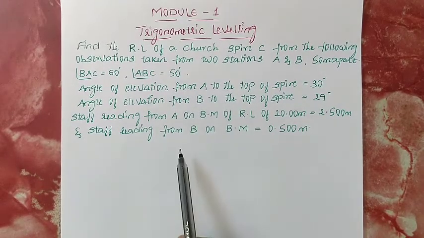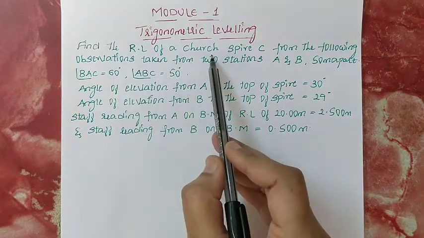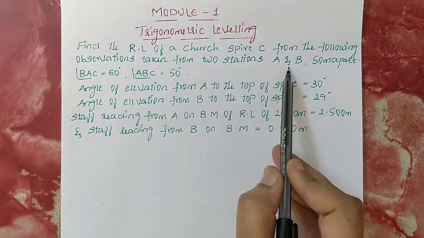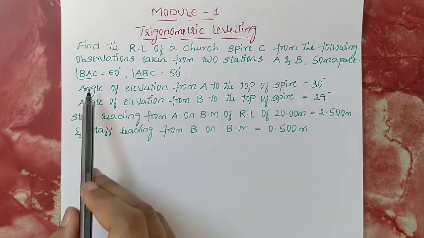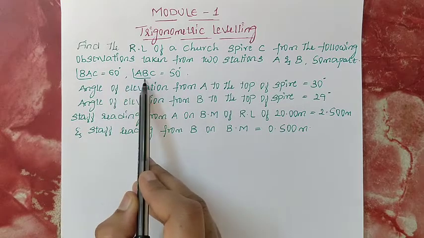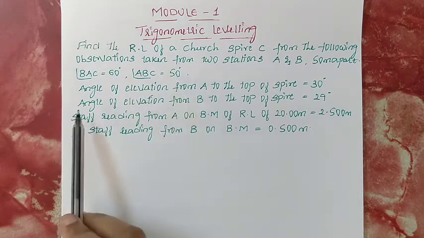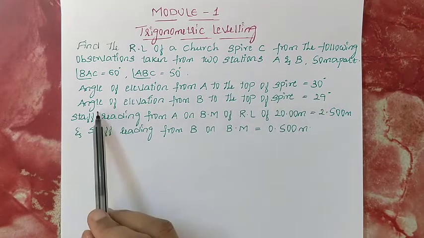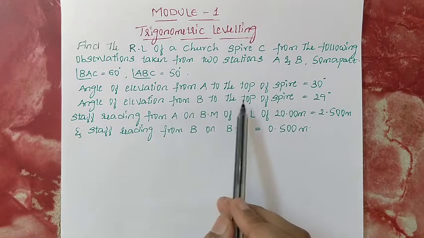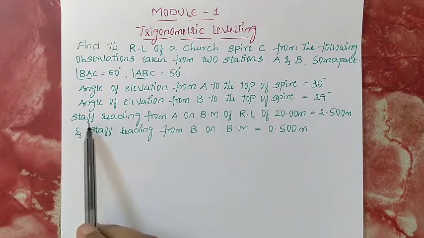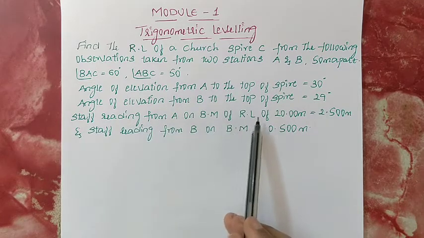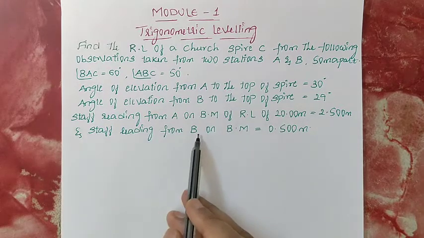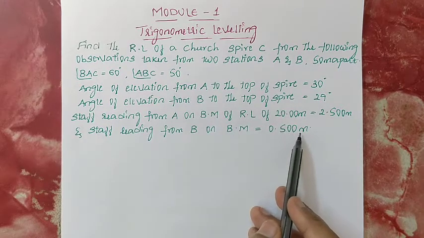Next, Module 1, Trigonometric Leveling. Find the RL of a church spire C from the following observations taken from two stations A and B 50 meter apart. Angle BAC equals 60 degree and angle ABC equals 50 degree. Angle of elevation from A to the top of spire equals 30 degree and angle of elevation from B to the top of spire equals 29 degree. Staff reading from A on benchmark of RL 20 meter equals 2.500 meter and the staff reading from B on benchmark equals 0.500 meter.